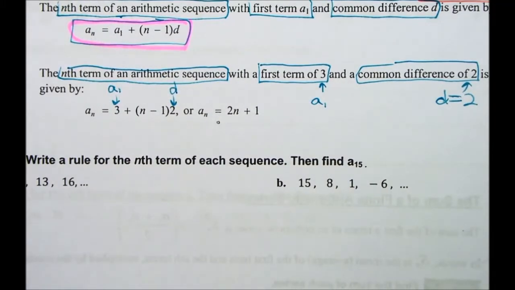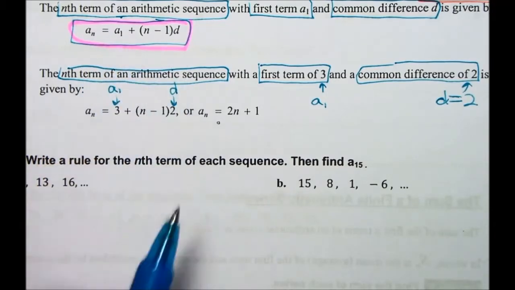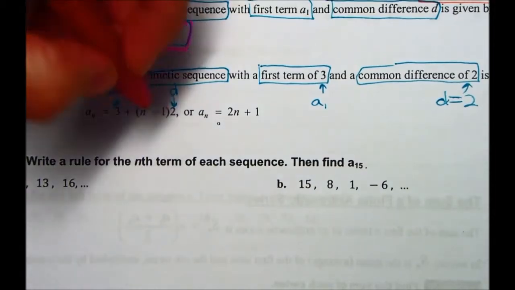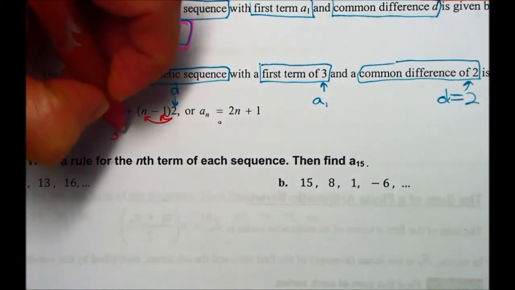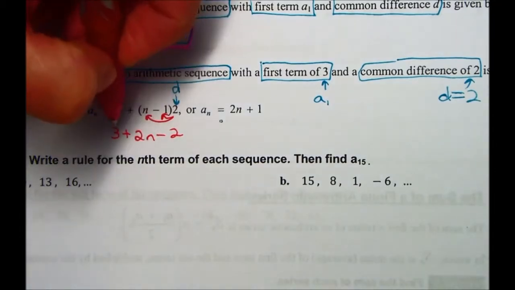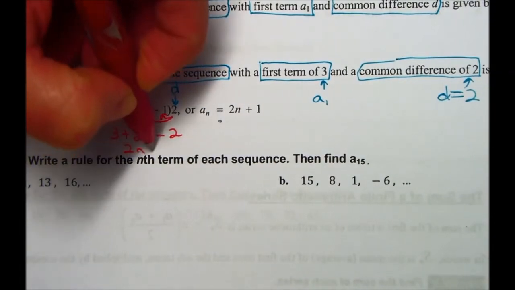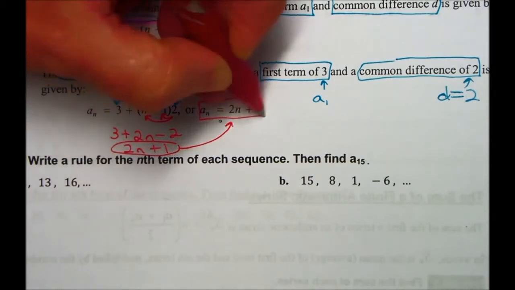One thing we do need to do with arithmetic sequences is simplify their rules. Even though this is the formula that we plug into, when it's linear, or an arithmetic sequence, we can simplify it. What do I mean by that? Well, we're going to distribute the common difference, d, or 2, which gives me 3 plus 2n minus 2, and then combine your like terms, the 3 and the negative 2, giving us 2n plus 1. So that is our simplified rule.